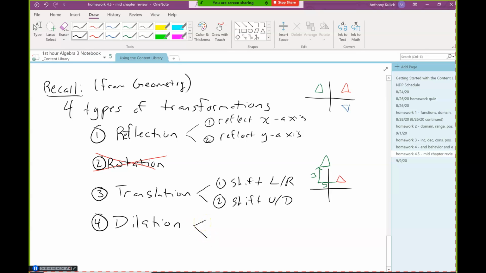For a dilation, again, I think in geometry you always talk about a symmetric dilation where you are scaling the x and y coordinates by the same factor. You don't really need to do that. So we're going to have dilations that we do vertical, and dilations that we do horizontal.